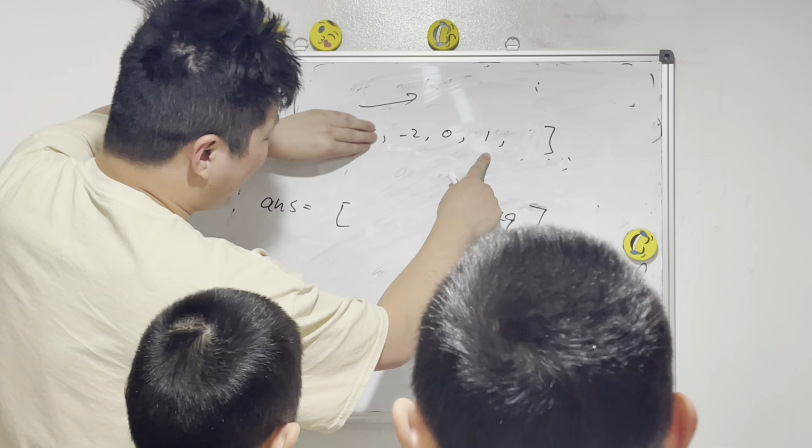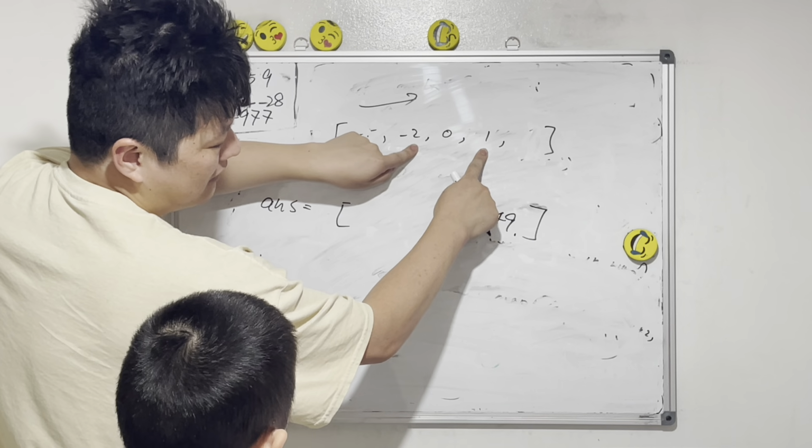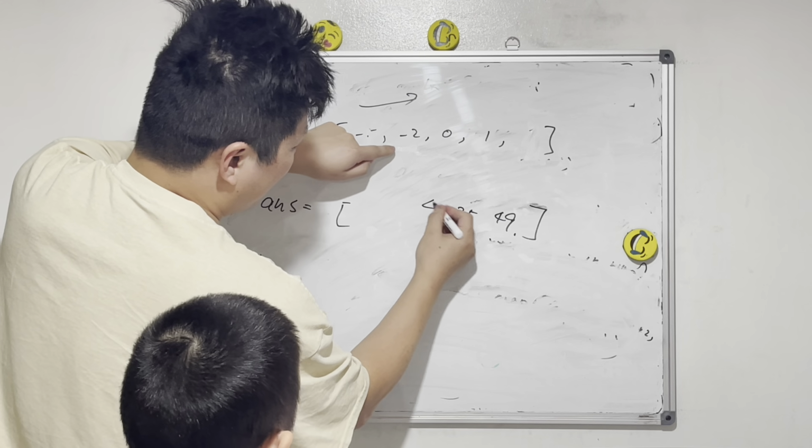Minus 5. Okay, so I take this one and put it here, 25. Okay, and then here, which one is bigger? Minus 2, 1. Minus 2. Okay, and then I square it. Put it here. 0.